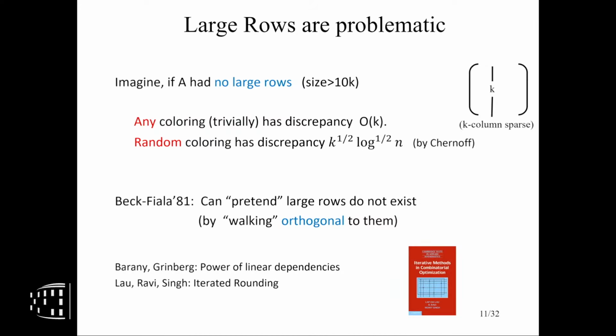And here was this amazing insight of Beck-Fiala 45 years ago, that you can pretend you live in a world where large rows don't exist. These problematic, delicate creatures are not there. It was a beautiful idea, which I'll explain in the next slide. Many of you have probably seen this. There's a beautiful book by Ravi, Lau, and Singh. It's been developed into this whole technique called iterated rounding, but I think Beck and Fiala were probably the first ones. It's a beautiful idea if you haven't seen it before.